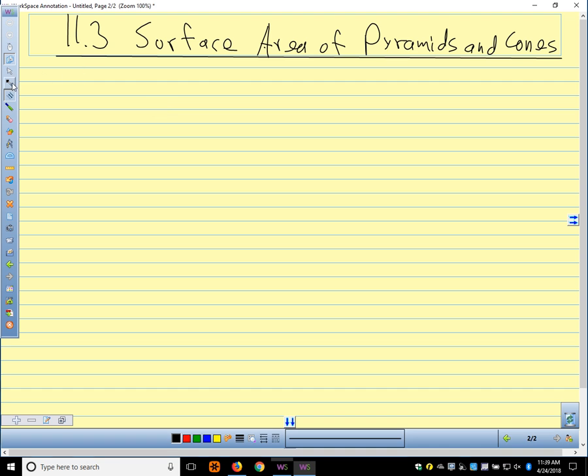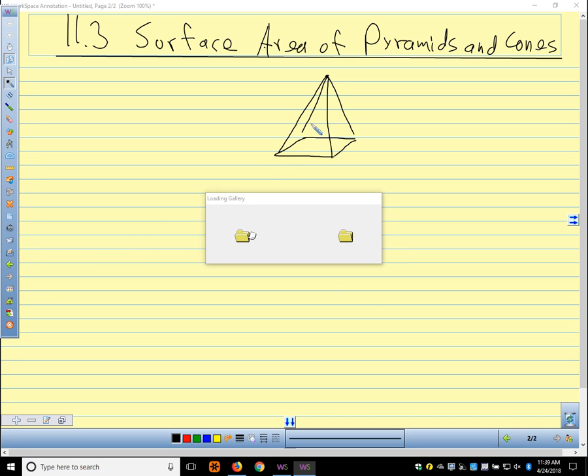So the quick way to draw a pyramid is, say we have a square pyramid, draw kind of a trapezoid, not a trapezoid, a parallelogram, and then a dot, and just connect that dot to all the vertices. And you have a nice pyramid. But I'm going to grab a picture here, and we'll talk about the parts of our pyramid.